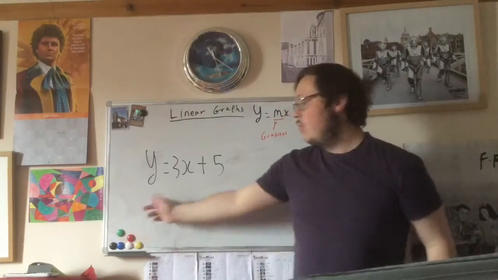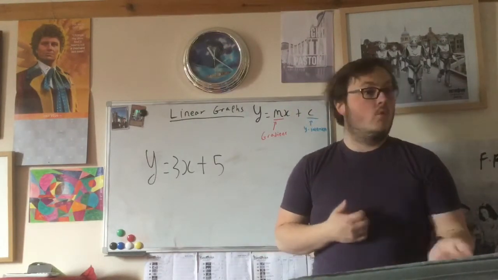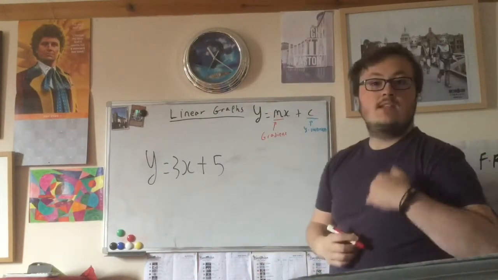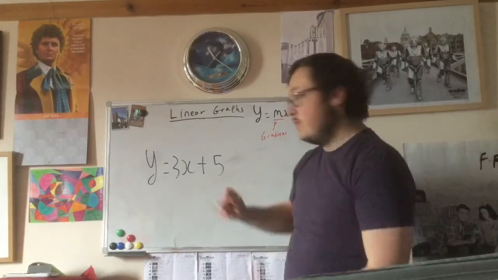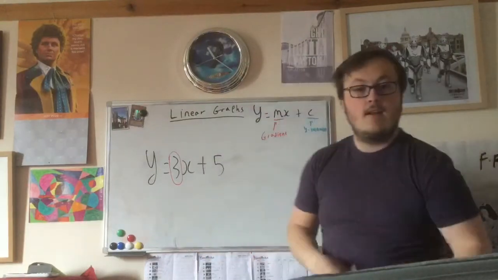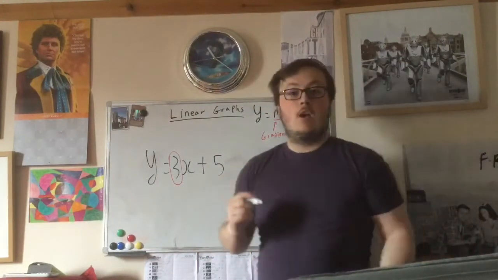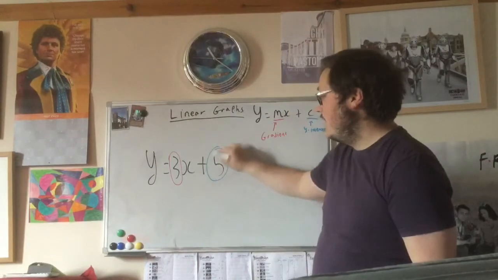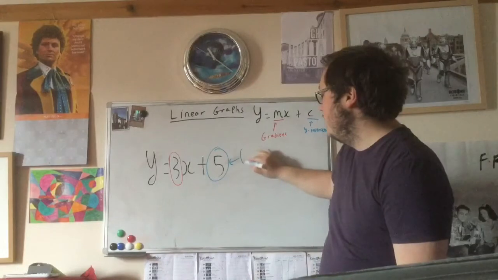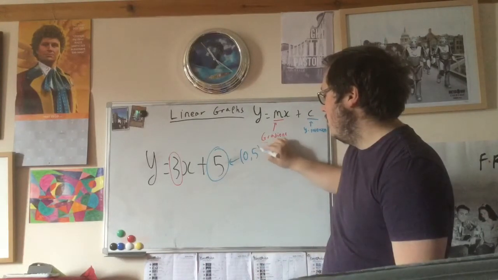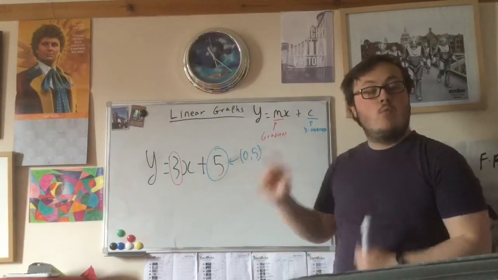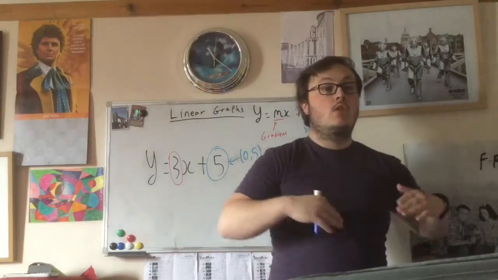So I have the equation y equals 3x plus 5. What's the gradient and what's the y-intercept? Well, the gradient is the number that's always in front of the x, which in this case is 3. So our gradient is 3. Now the y-intercept is the number that follows, which in this case is 5. But we don't say 5. How we actually write it is (0, 5). Why? Because that is the coordinate on the y-axis where the line will cut through.